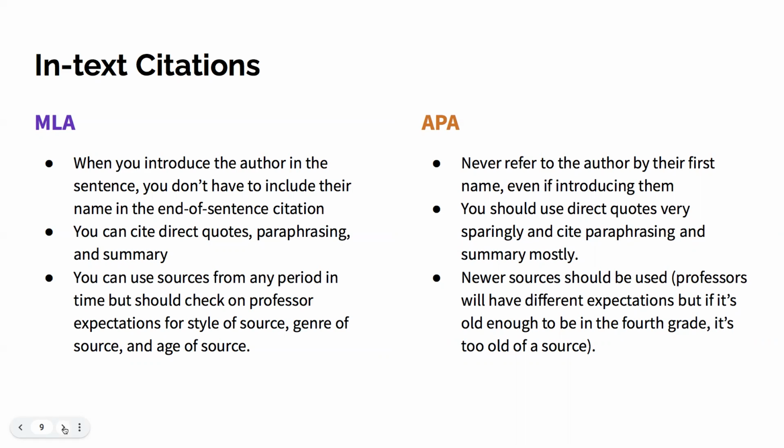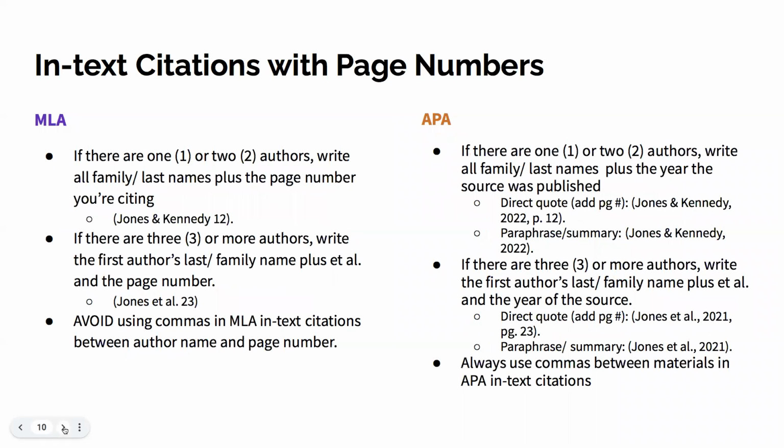APA is a little bit different. You should never refer to the author by their first name, even if you're introducing them, which is rare. You should use direct quotes very sparingly and cite paraphrasing and summary mostly, which means you won't need page numbers. More on that in a minute. And newer sources should be used, 5 years or less. Different professors have different expectations, but just keep this rule of thumb: if your source is old enough to be in the fourth grade, if it were a human, then it's too old of a source.